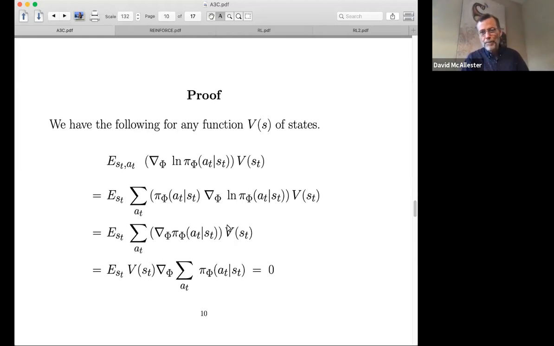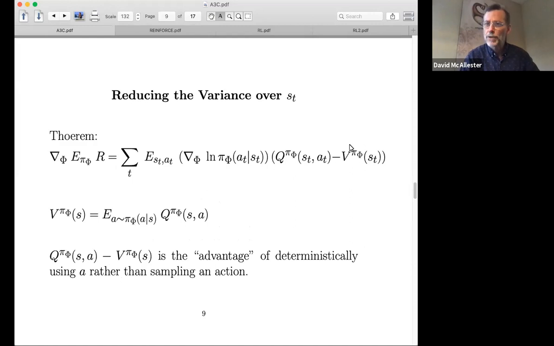Now this term can be brought out of the sum because this does not depend on A. And what I'm left with is the gradient of the sum over A of the probability. Well, the sum over A of the probability is just 1, independent of the policy, for any policy. So we get that the gradient is 0. So the gradient due to the addition of this term is not altered. This term does not alter the gradient.